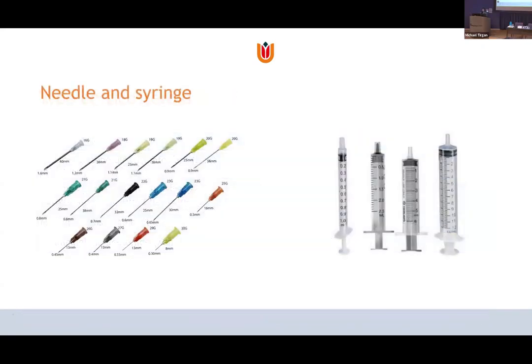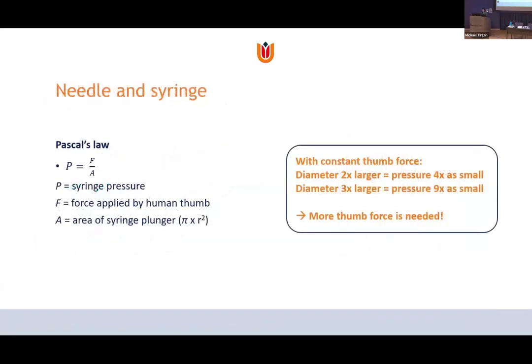Then we were also interested in the needle and syringe size. As you can see, there are many variations. Why is this relevant? Because the needle and syringe size determines the force that is needed to create a certain pressure in order to inject a certain amount of drug. For the syringe, this can be illustrated with Pascal's law.